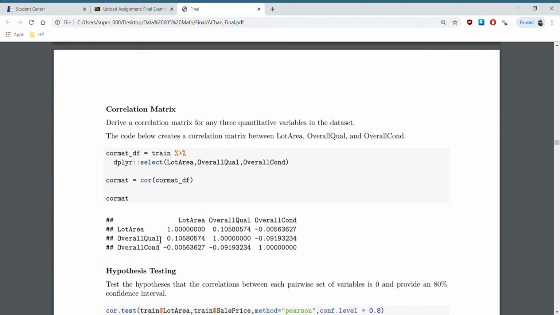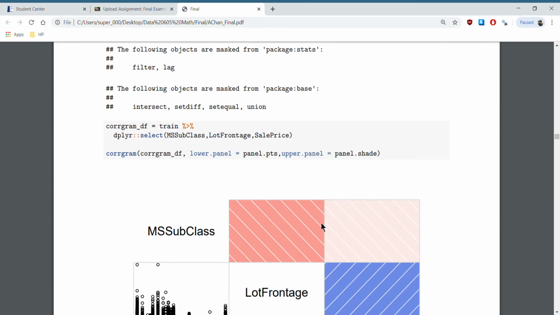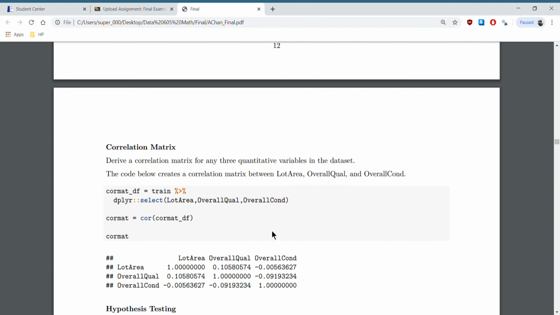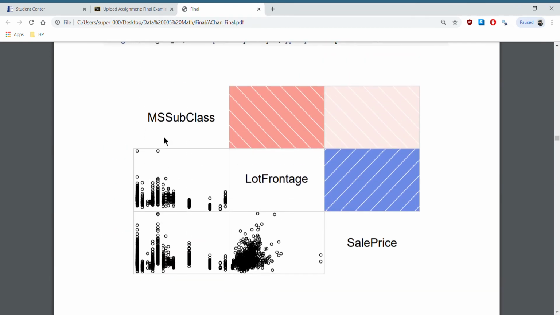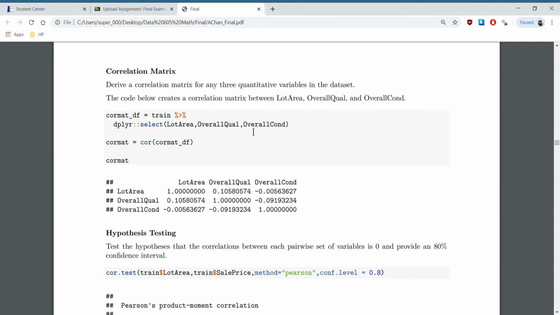So here I made the same matrix. Let's see. Oh no, this matrix is slightly different. Instead of MSSubClass, lot frontage, and sale price, I picked lot area, overall quality, and overall condition, and then used the cor function from R to make a correlation matrix. And then I put that here.